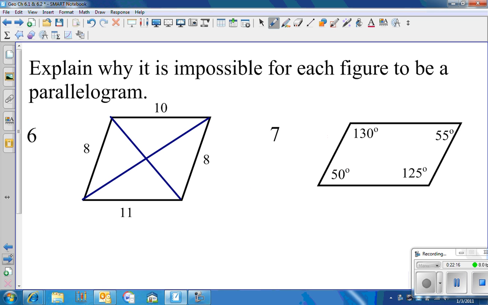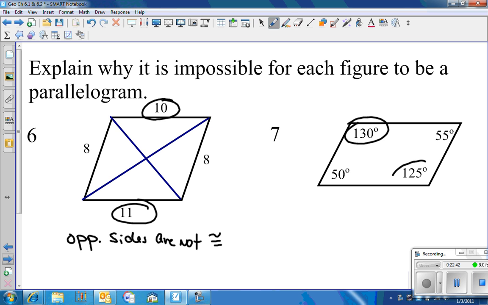All right, on these, explain why it's impossible for each figure to be a parallelogram. Well, look at it. Opposite sides have to be congruent. Are they? No. I'm going to use shorthand. So opposite sides are not congruent. How about these? Opposite angles have to be congruent, are they? Shorthand for angles. Opposite angles are not congruent, not equal.